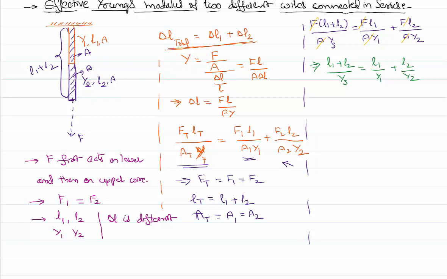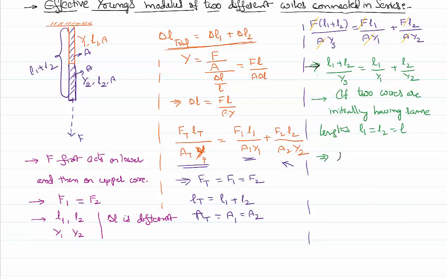Of course, we can simplify this equation further and find the effective Young's modulus. But I would like to put a condition here just to simplify it. If the two wires are initially having the same lengths, that is L1 equals L2 equals L, then this equation will change further.